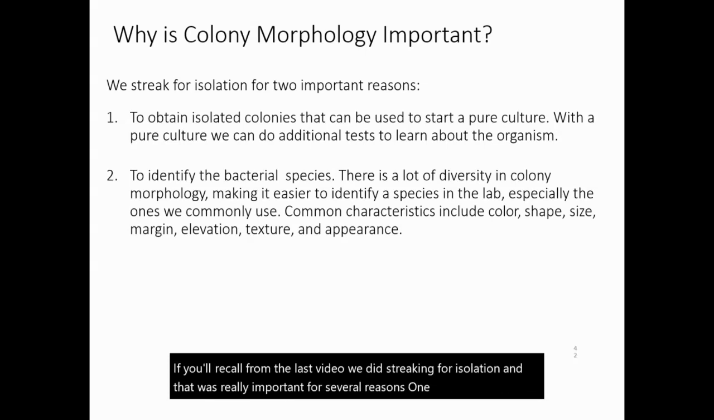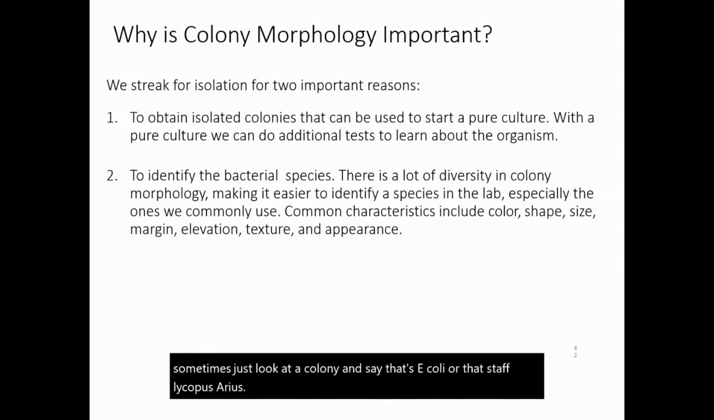And that was really important for several reasons. One is so that we can start to identify bacterial species, because if we have a mixed sample and we want to know what's in it, we can streak that sample onto an agar plate, incubate the plate, and then look at all the colonies that grew, because most organisms grow uniquely on an agar plate. So the trained eye can sometimes just look at a colony and say, ooh, that's E. coli, or ooh, that's Staphylococcus aureus.